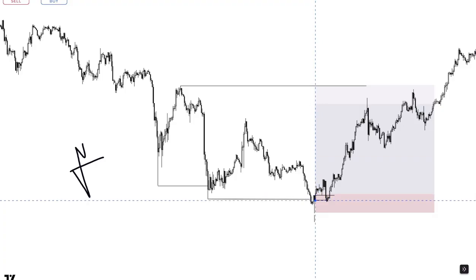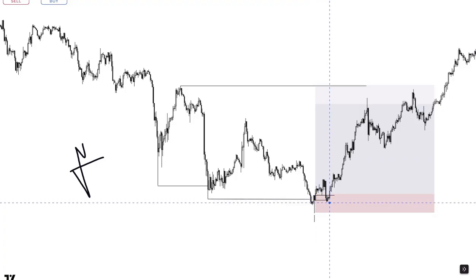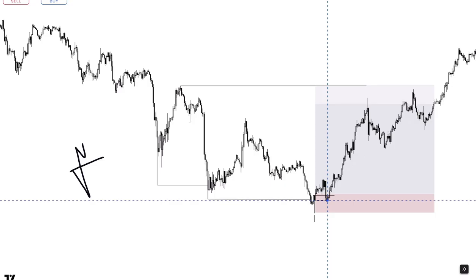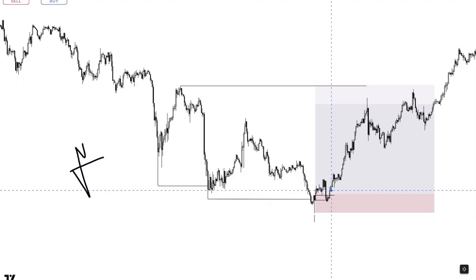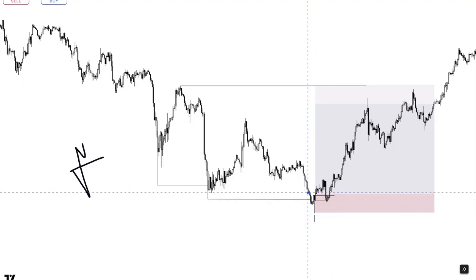Rejection block right there, which can also be a doubling down on your entry right there. Then they go and push higher. This is the first entry model, which is model number one.